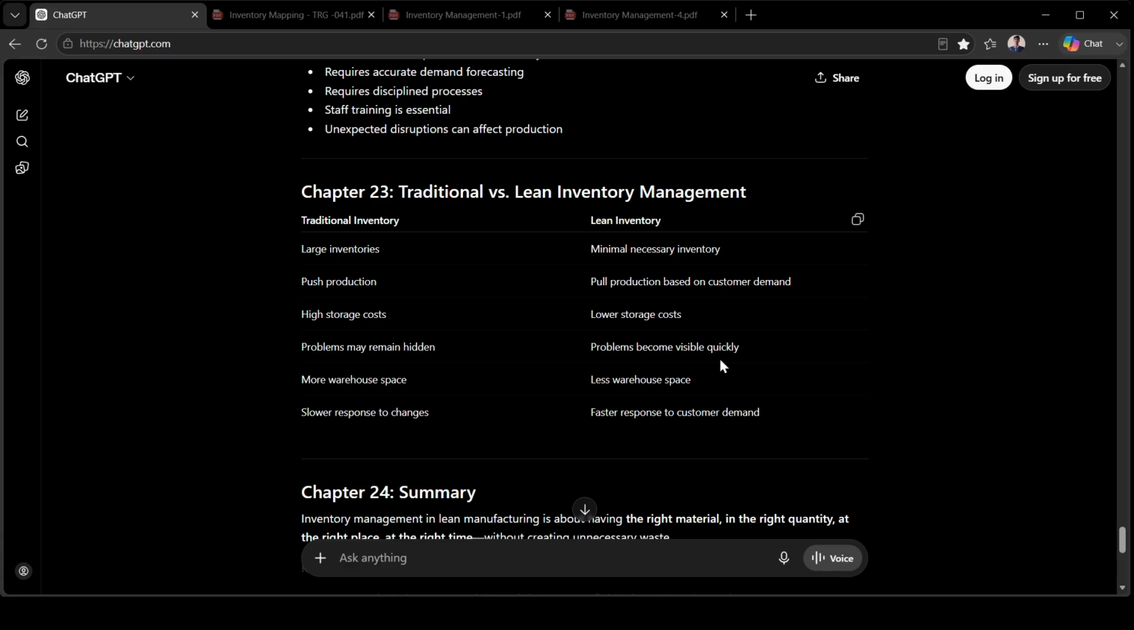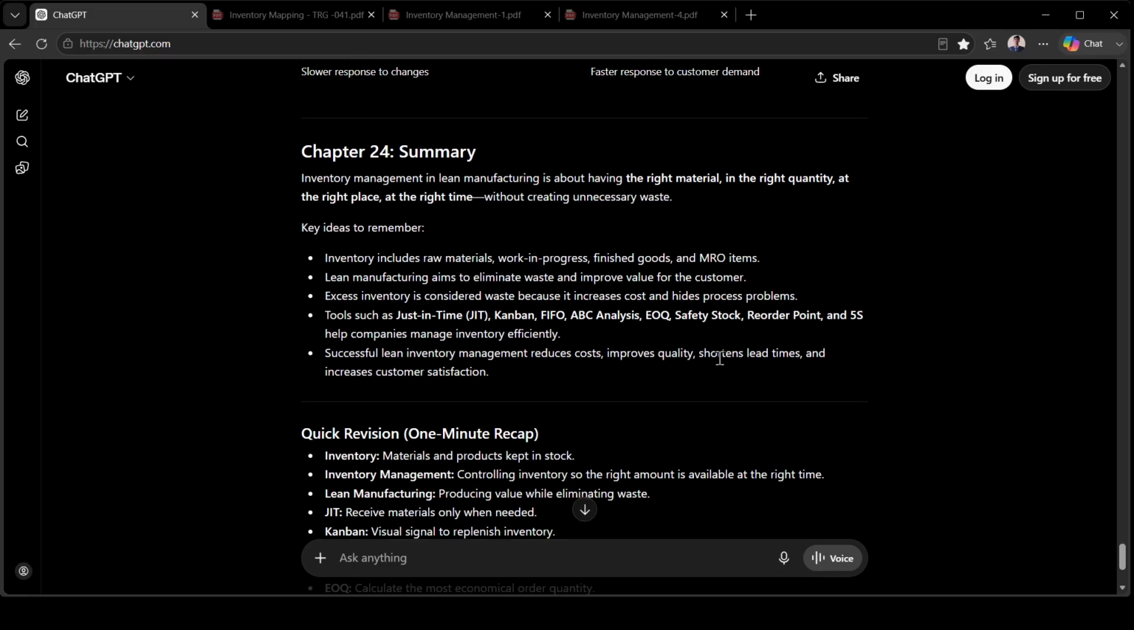Inventory first. So traditional versus lean inventory. I will explain that in chapter 12. Inventory management in lean manufacturing is about having the right materials in the right quantity at the right place at the right time without creating unnecessary waste. Key idea to remember: inventory includes raw materials, work in progress, finished goods and MRO items.